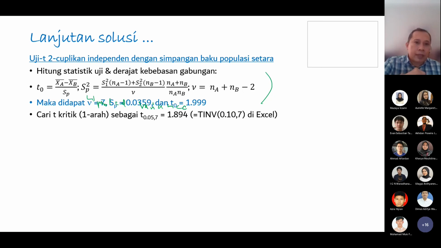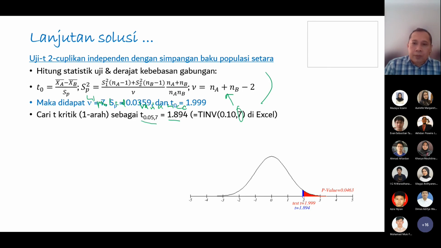Okay. Next, of course, we find the critical T value for a one-tailed test. And a one-tailed test, of course, is right-hand side. Remember the sign for the H1: mu1 larger than mu2. So this is a one-sided right-hand side. So the critical T value is 1.894. The 7 again, I should emphasize, is obtained from that formula.